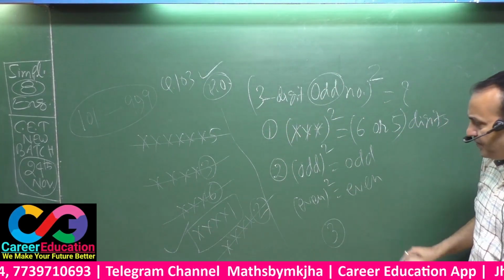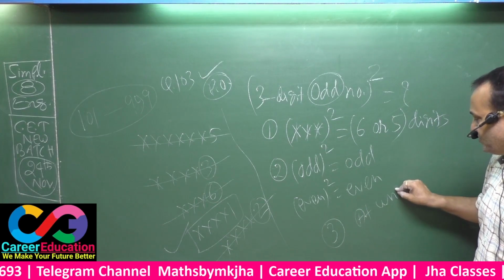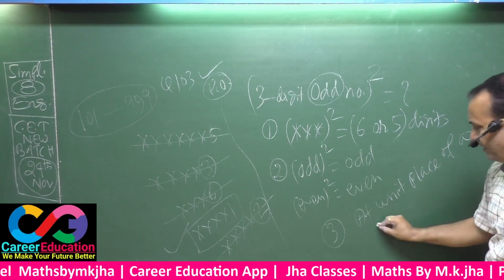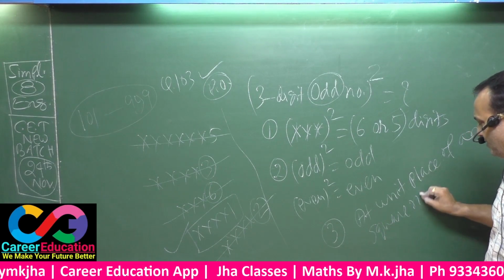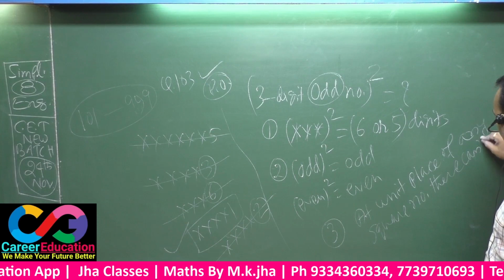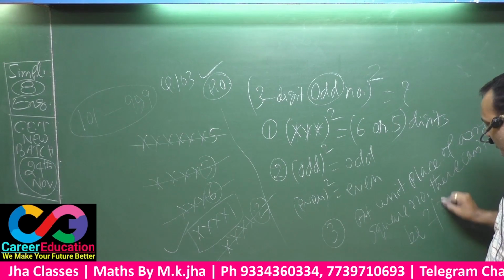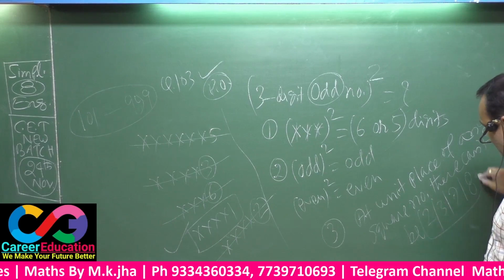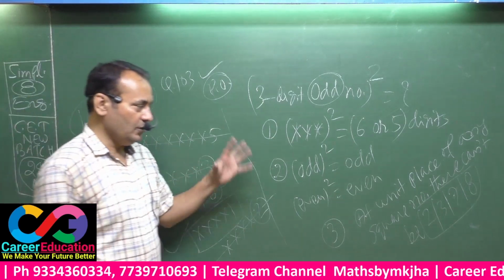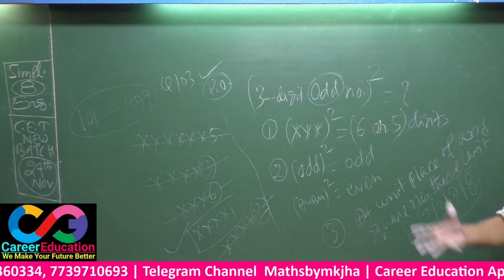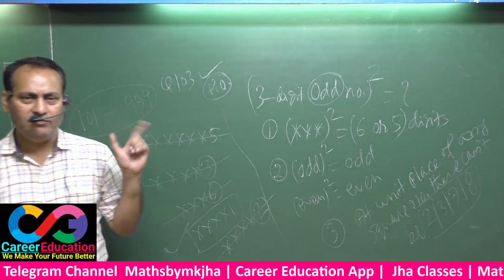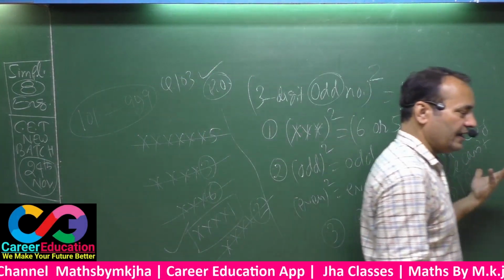Let me write here: at unit place of any square number, there can't be 2, 3, 7, 8. Note down. This question had been asked in SBI PO. You have to apply 3 points here in order to reject the unwanted numbers given before you, and there will be only one answer remaining. That will be your final answer.